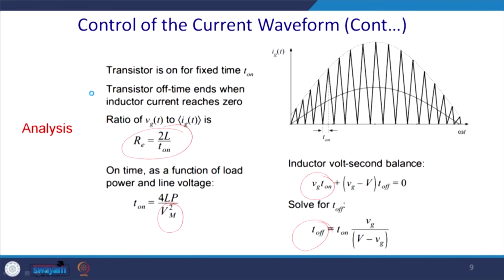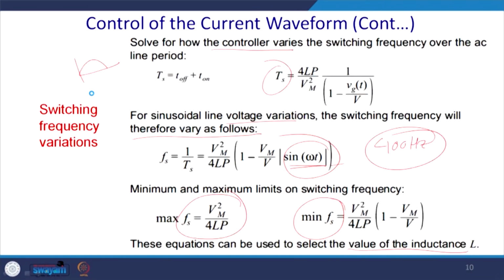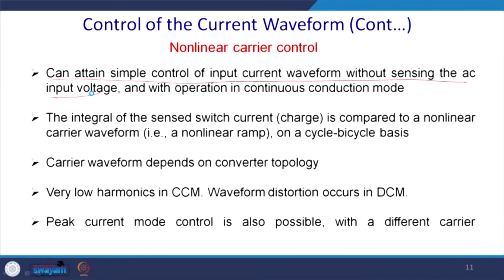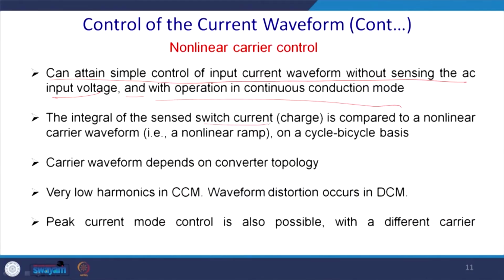So, Petals method does not require sensing the actual voltage and operates in the continuous conduction mode. Because it will charge the petal always, it is always in continuous conduction mode. The integral of the sensed switch current, the charge, is compared with the carrier wave, that is a nonlinear carrier wave, because of this modulation on a cycle by cycle basis. So, every cycle it will be controlled.